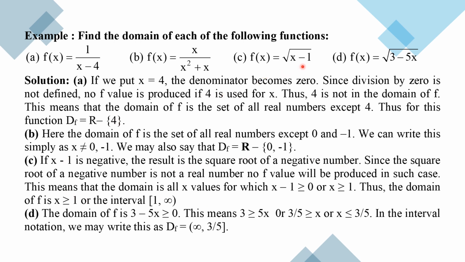Now f of x equals the square root of x minus 1. If x minus 1 is negative, the result is the square root of a negative number. Since the square root of a negative number is not a real number, no f value will be present in such a case. This means that the domain is all x values for which x minus 1 must be positive. If it is negative, we will have a complex number.